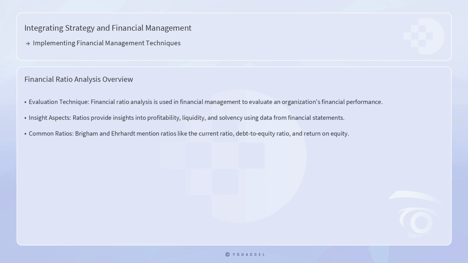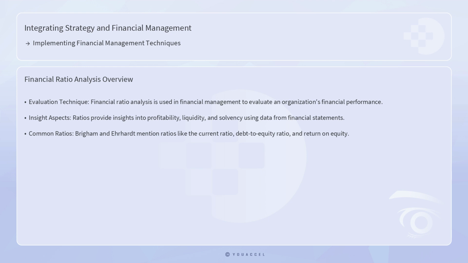The current ratio measures an organization's ability to meet its short-term obligations with its current assets. The debt-to-equity ratio assesses the proportion of debt used to finance the organization's assets relative to equity. ROE measures the profitability of an organization by calculating the return generated on shareholders' equity.